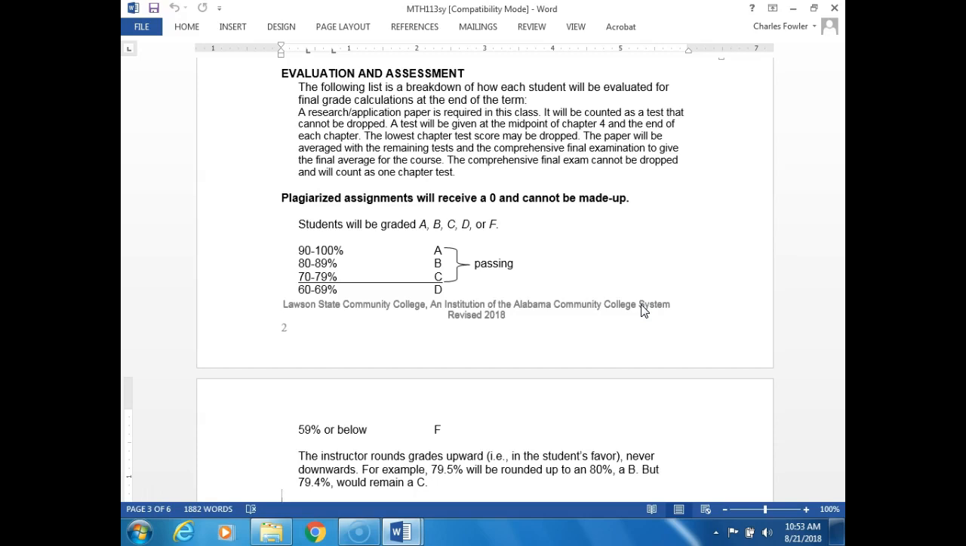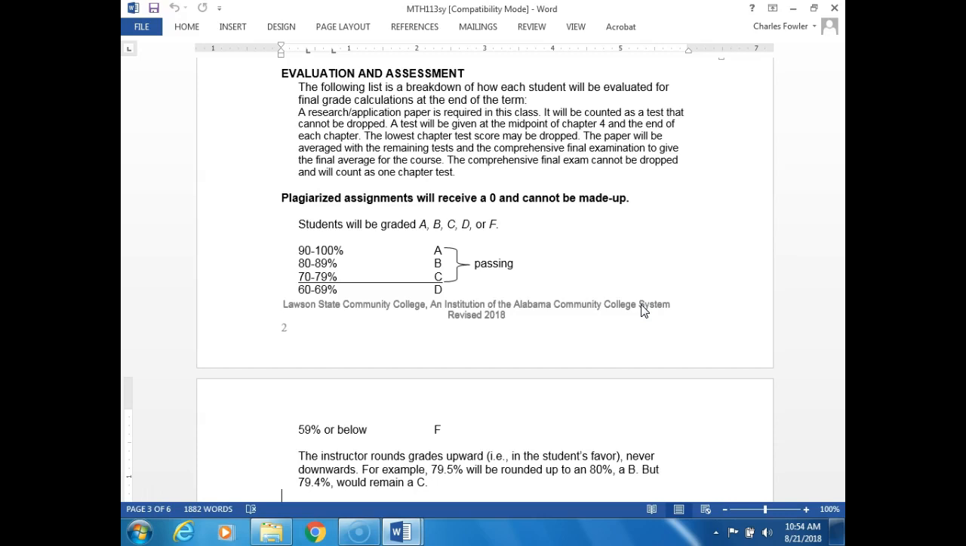The test will be given at the midpoint of chapter 4 and at the end of every chapter, 4, 5, and 6. So you have 4 tests. The lowest chapter test score may be dropped. Now, why do I say may and not will? I'll drop it if it helps your average. But if you don't turn in the research paper and you do really poorly on that, and have really good test scores, then you might need every test score you can to bring up that 0 or low 40 on your paper.